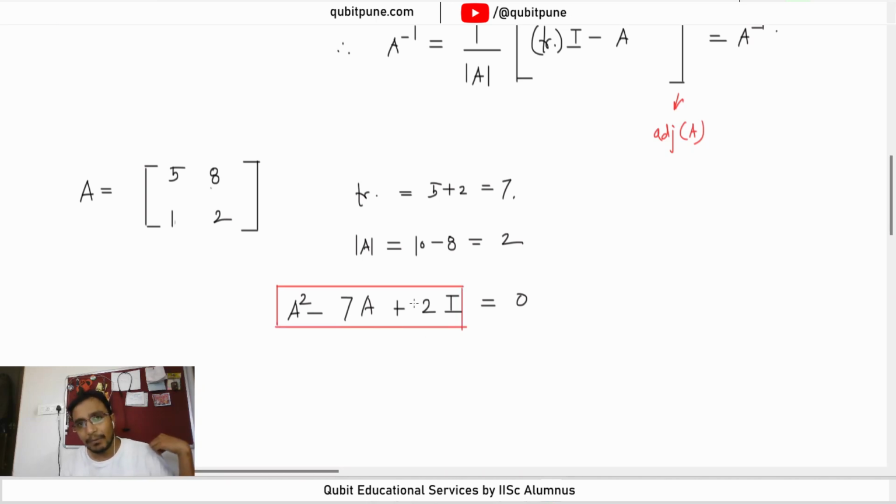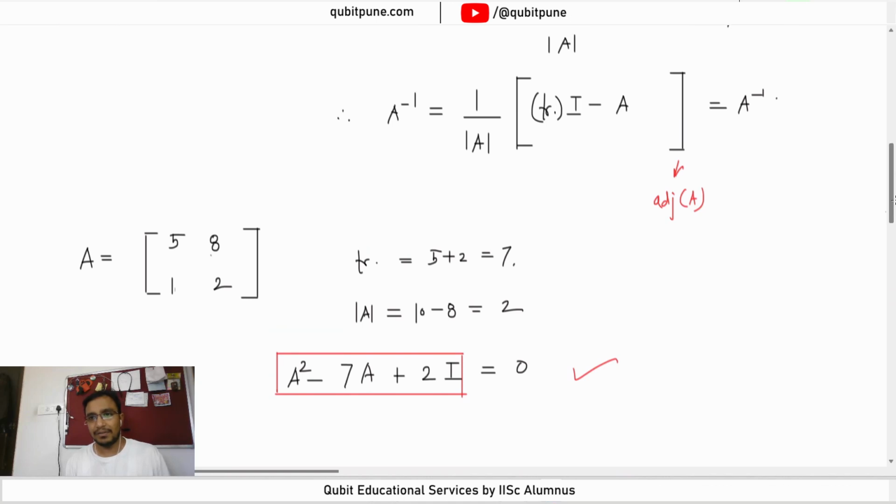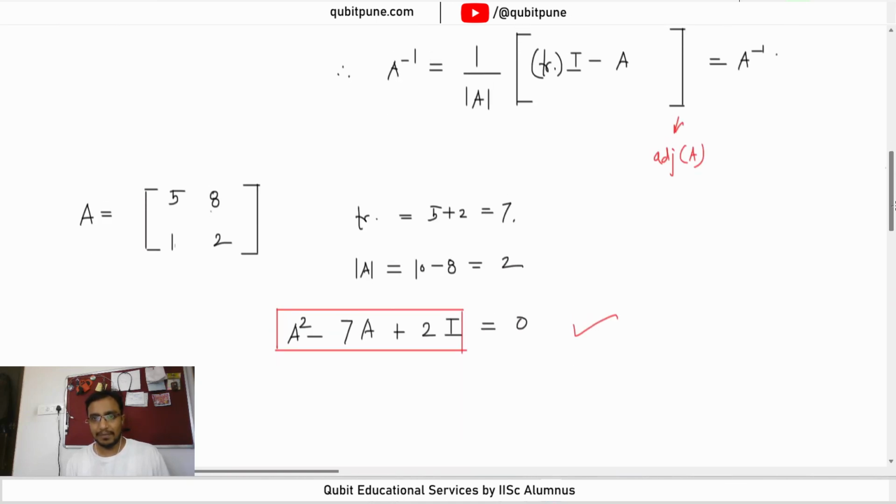Okay, and you might be wondering how those people are actually finding those quadratic equations in matrices. The way to generate them is using the Cayley-Hamilton theorem. Okay, so we have verified this. Now let's see if we can find the inverse of the matrix. The inverse of the matrix: A inverse is 1 upon determinant of A, into trace of A into I minus A.